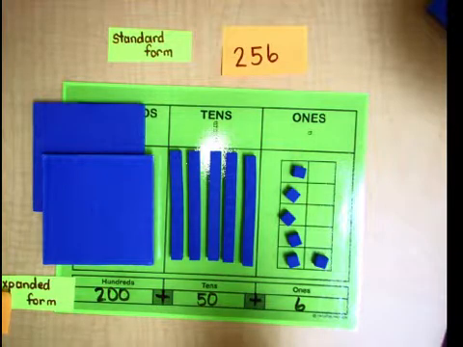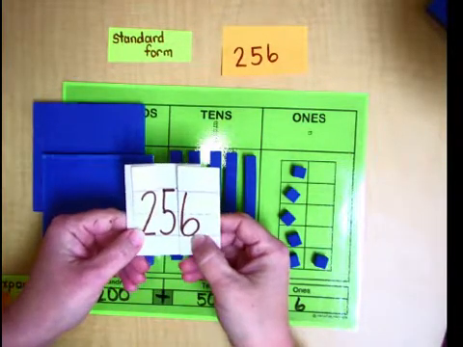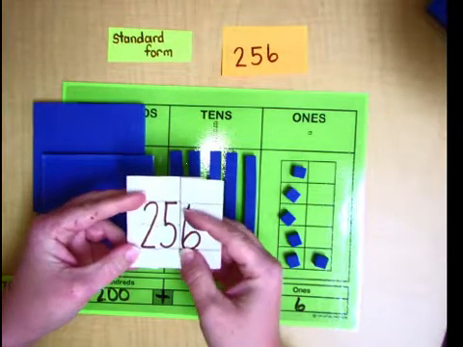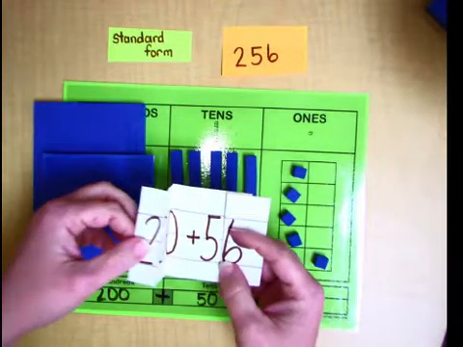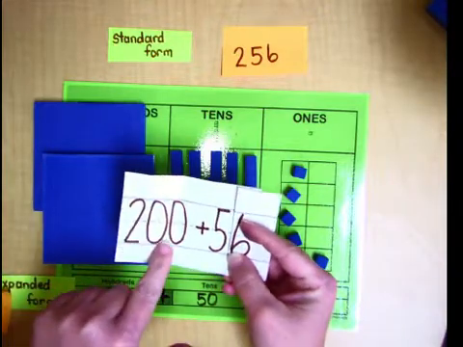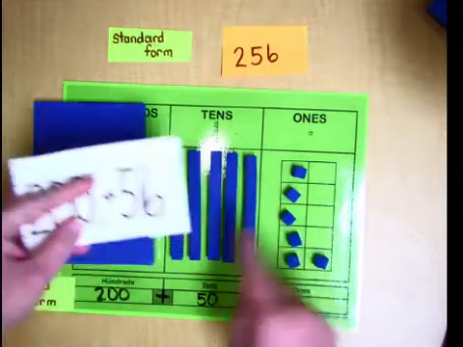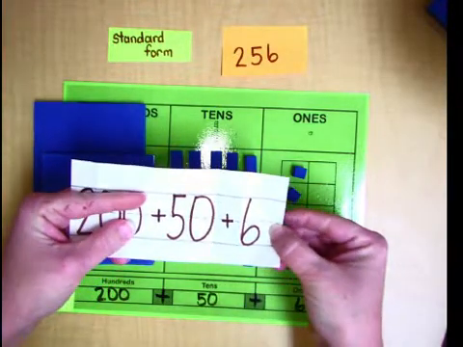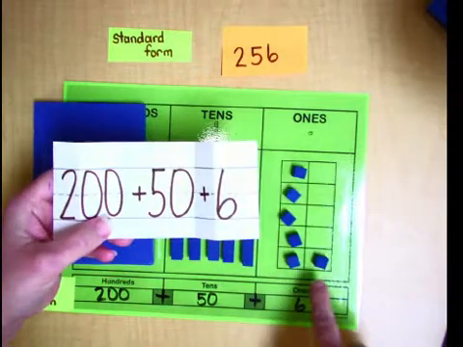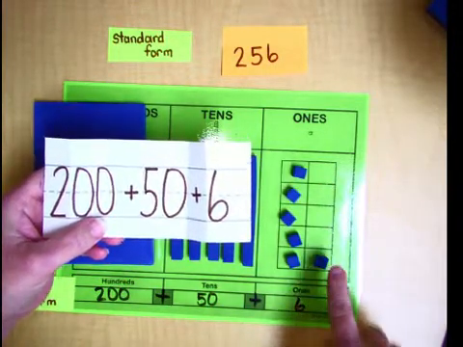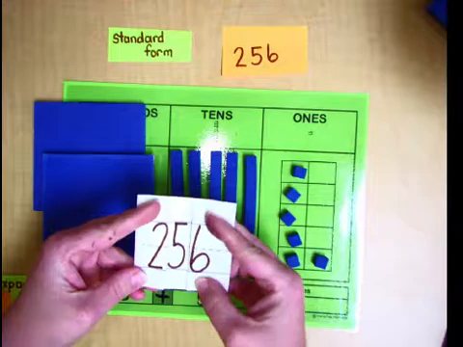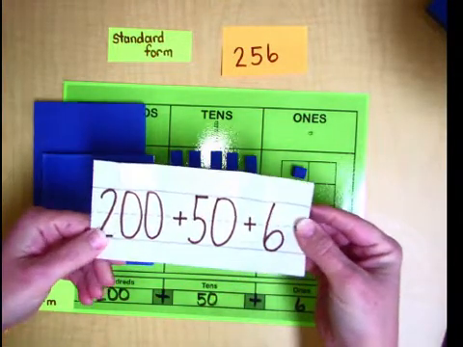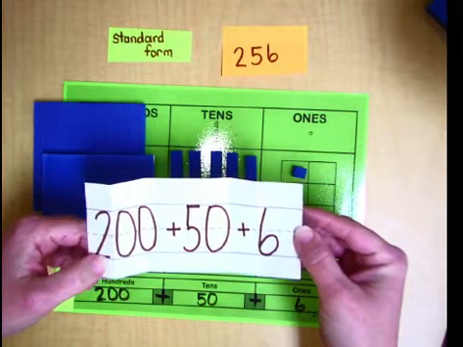Okay, one more. We'll look at this. We've got 256 here. And we look at the 2. It's in the hundreds place, so it's worth 200. The 5 is in the tens place, so it's 5 tens, which is worth 50. And the 6 is in the ones place, so it is worth 6. So we've got 256, and when we expand it, we have 200 plus 50 plus 6.